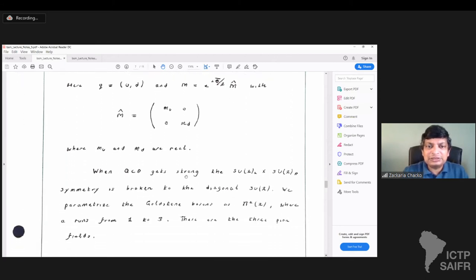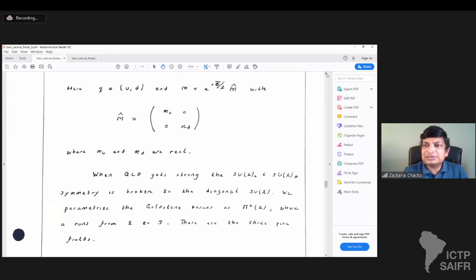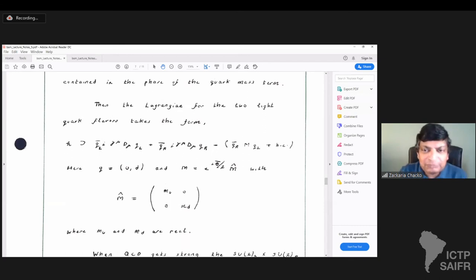Now, as we said earlier, when QCD gets strong, SU(2)_L x SU(2)_R is broken to the diagonal SU(2). We have three Goldstone bosons, which are the pions. Everything is exactly as before, except now we are being super careful about this M. Previously we took it to be real. We were sloppy about it. But now it's actually a real matrix times an overall complex phase, which depends on theta bar.